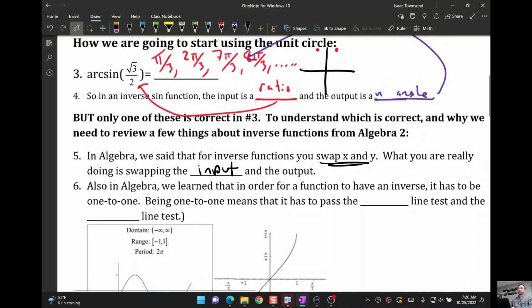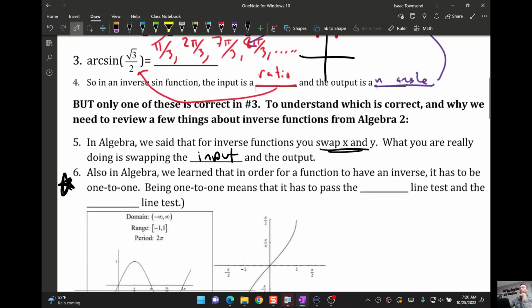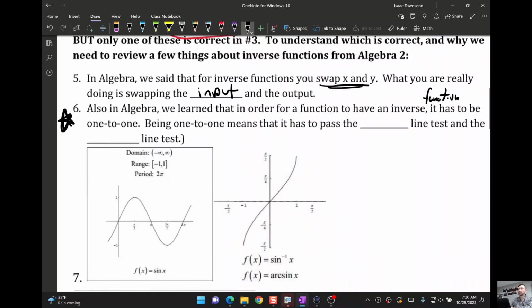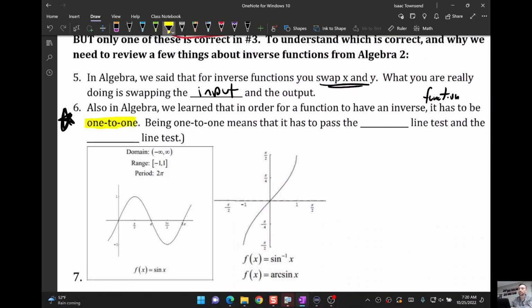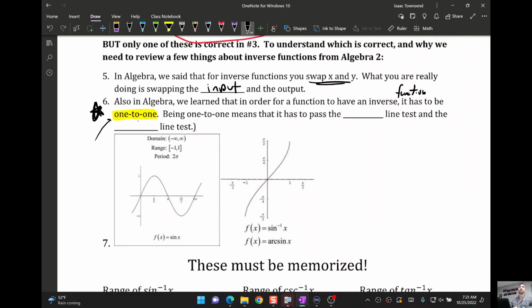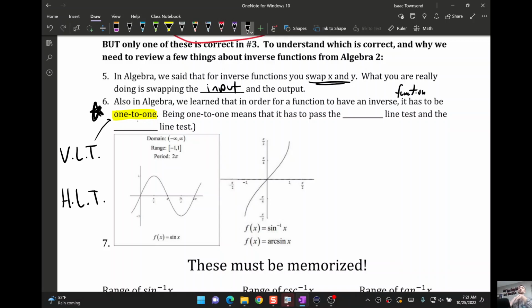Okay, and then the other big thing here to understand where these values are coming from is that in order for a function to have an inverse function, it has to be something called one-to-one. So if you don't remember this term from Algebra 2, you probably want to make sure you're familiar with it, because I think they do use this terminology on ACT. To be one-to-one, it has to pass the vertical line test, which makes it a function, and it has to pass the horizontal line test, which makes its inverse a function.